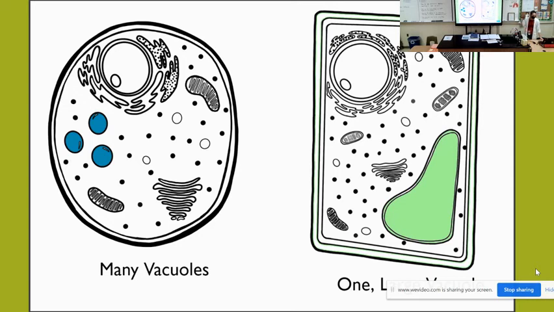So again, animal cells usually have many small vacuoles all throughout the cell, whereas plant cells have one large storage vacuole.